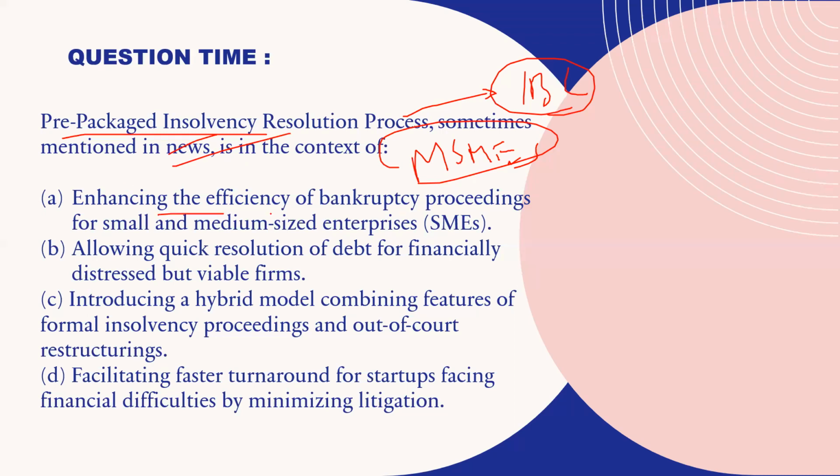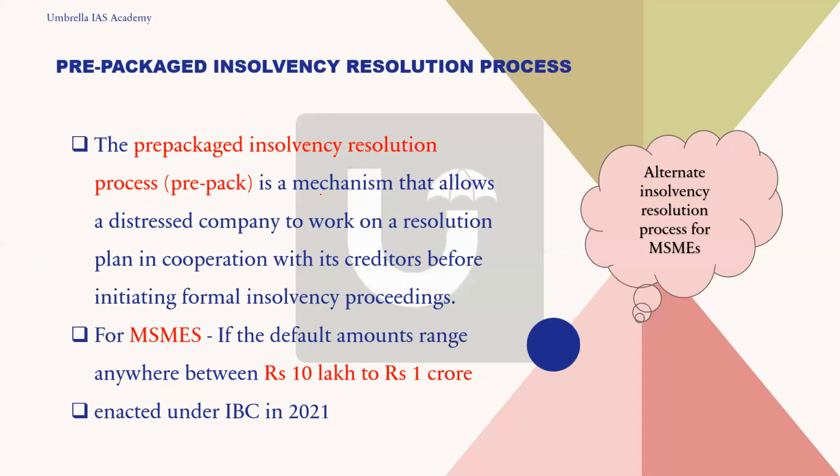They may ask you directly in this way in prelims: it is related to what? The important word is small and medium-sized enterprises, you have to remember. It is a mechanism that allows a distressed company to work on a resolution plan in cooperation with creditors before initiating formal insolvency proceedings. For MSMEs, if the default amounts range from 10 lakh to 1 crore, this is applicable. It was enacted under IBC in 2021. So you need to have this clarity: it is an alternative insolvency resolution process for MSMEs.